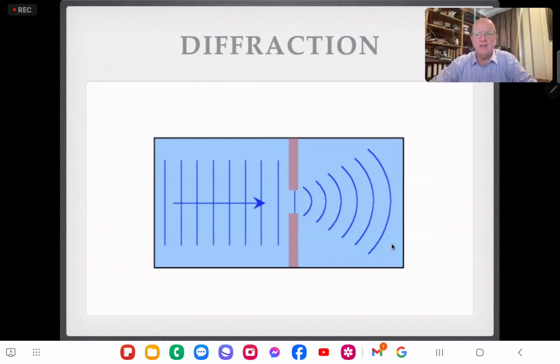Diffraction means spreading out. So let me just pull the whiteboard back for a second and ask you a different question on the whiteboard.